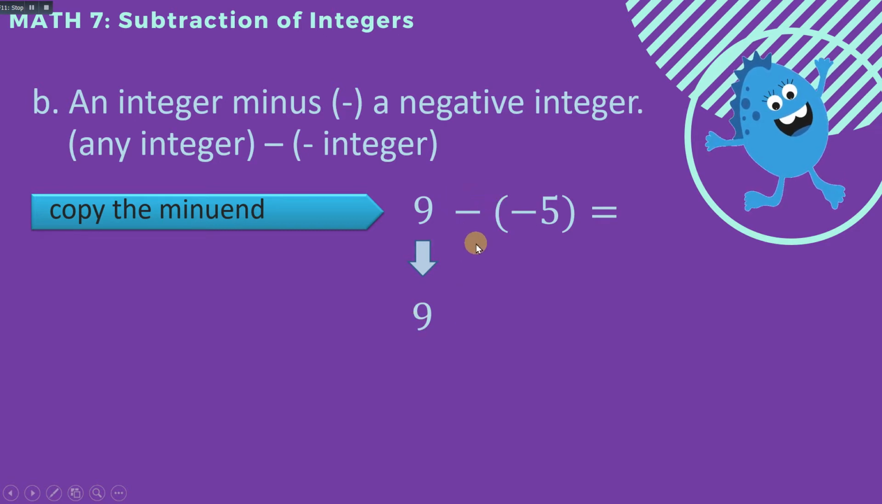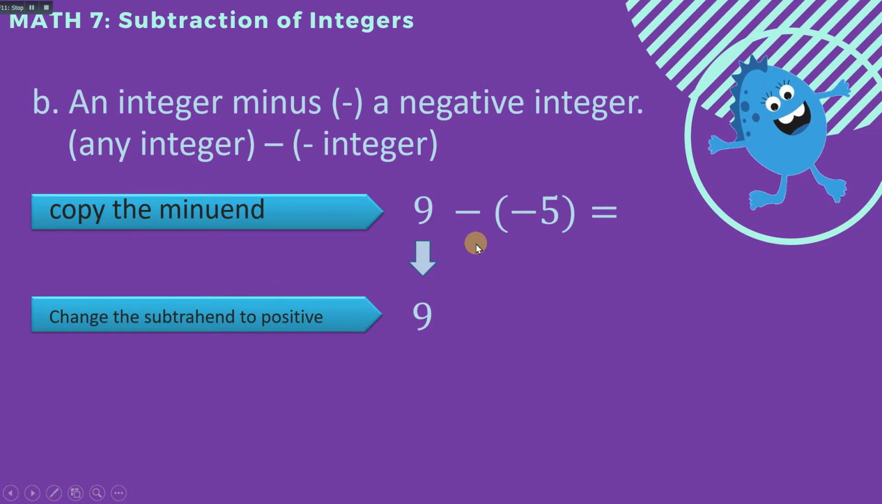And then change the subtrahend to positive. Again, change the operation to addition and change the sign of the subtrahend to a positive number. So in this case, we just need to add and follow the addition rule. 9 plus 5 is equal to 14. Since both have a positive sign, the sign that we need to follow is positive. So positive 14.